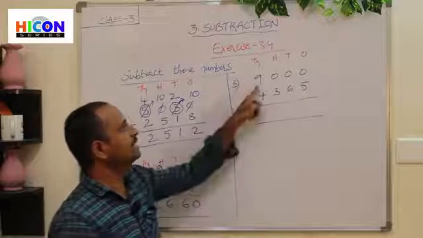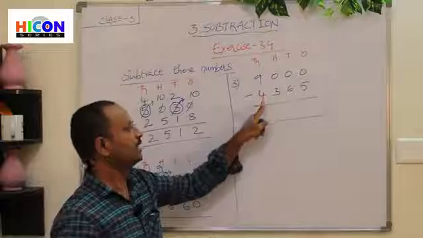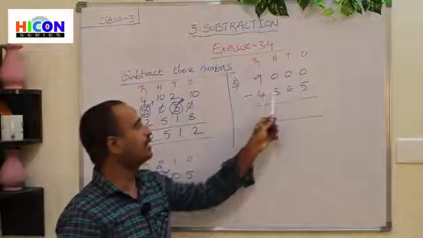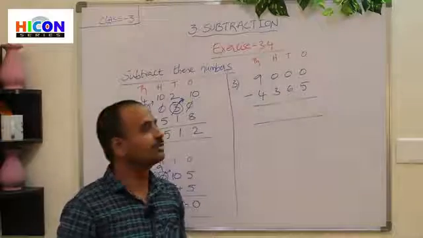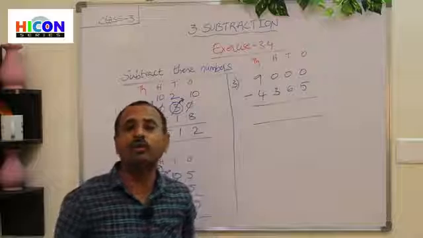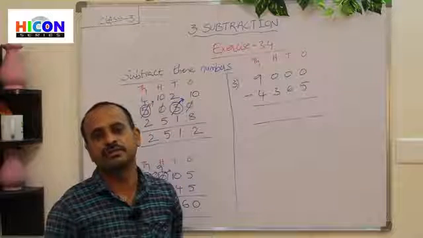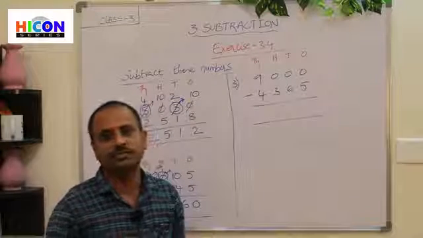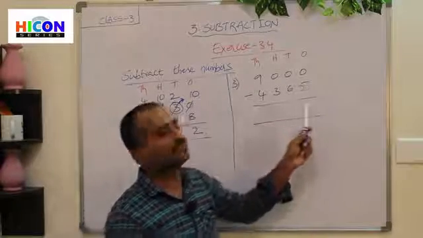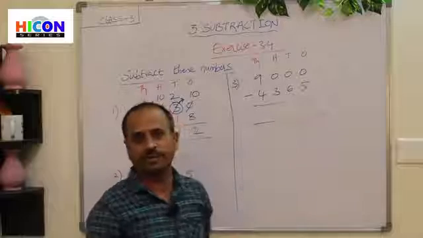Now go to the next problem. The first number is 9000 and the second number is 4365. Here the first number has 3 zeros. Then how do we subtract with the zeros? Subtraction with the zeros. Let us start from ones place. What are the digits in ones place? 0 and 5 are in ones place.